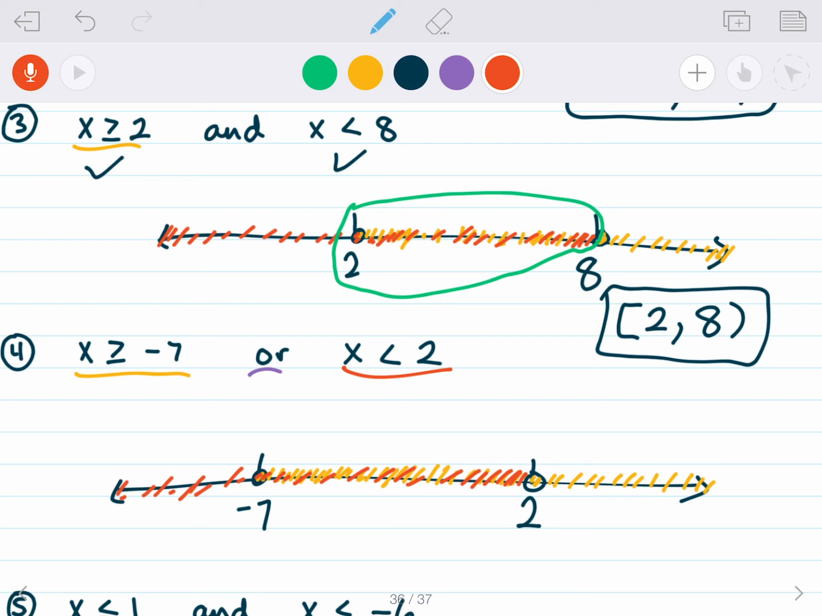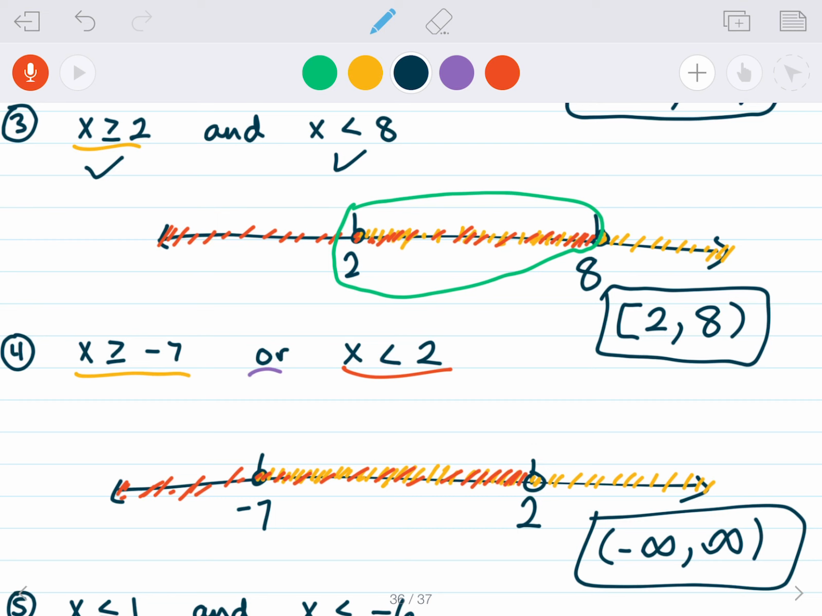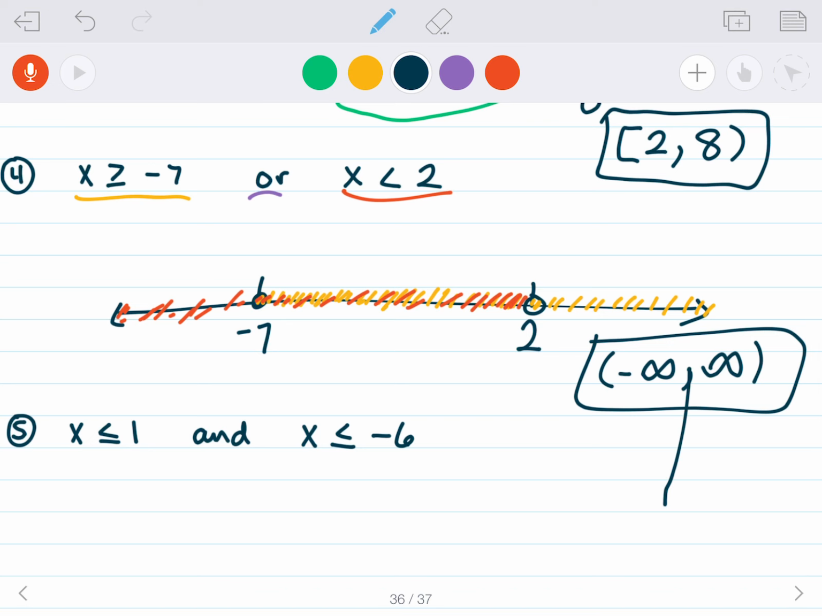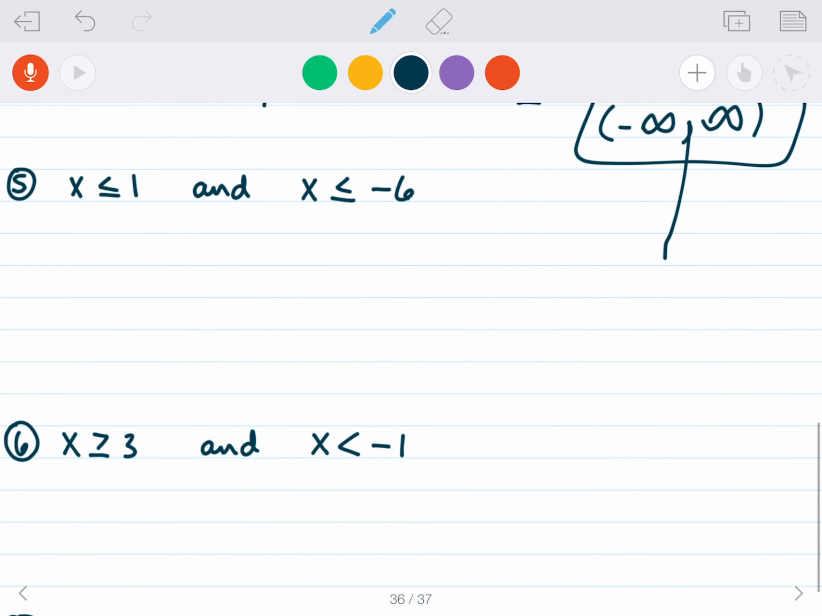So notice that every single thing gets hit by a shading, regardless of color. So that means that everything is in our solution set. Negative infinity to positive infinity. You pick a number, any number, and it's either going to be greater than -7 or less than 2. Okay, and let's do one final, actually let's do 2 more.